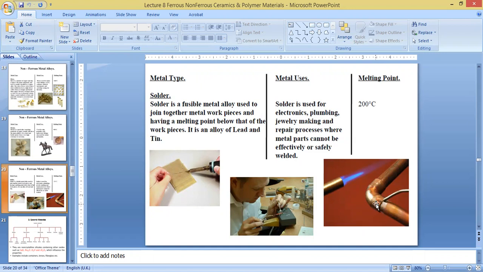It's an alloy of lead and tin. It has a low melting point, about 200 degrees Celsius, and that's why it's easy to work with.